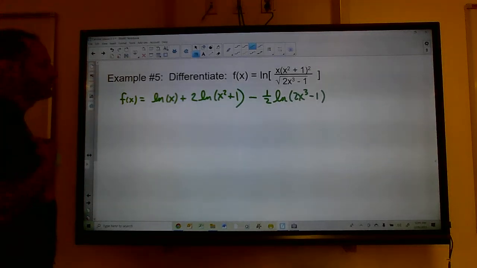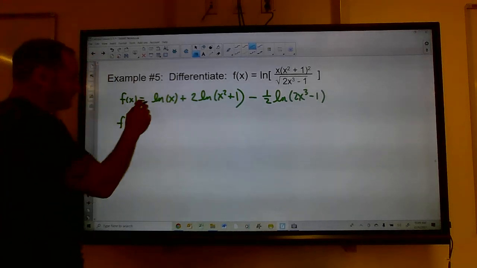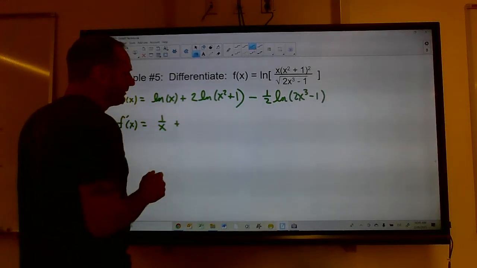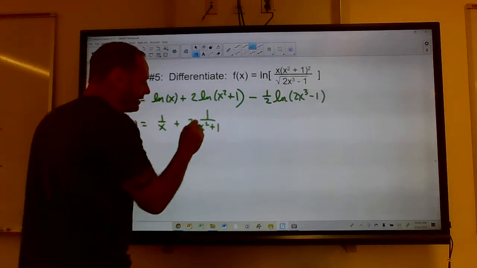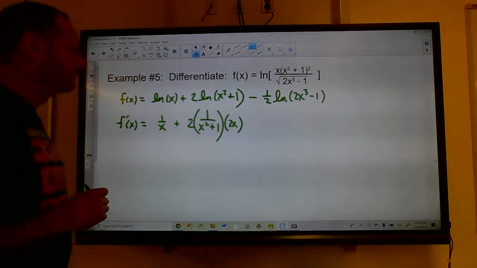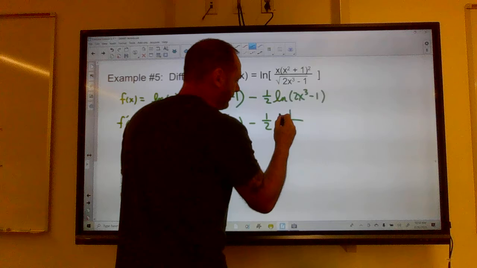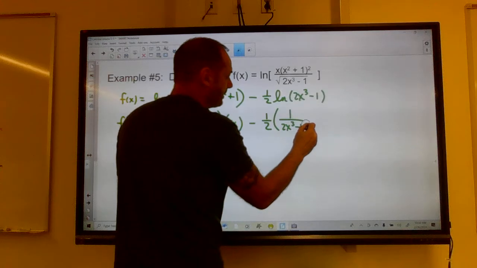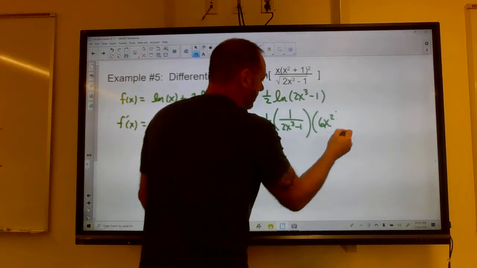Okay, now I can differentiate these three parts much easier. Okay, the derivative of natural log of x is 1 over x, plus the derivative of this is going to be 2 times 1 over x squared plus 1 times the derivative of this, which is going to be 2x, minus 1/2 times 1 over 2x cubed minus 1. Oops, got a stray parenthesis there. Times the derivative of this, which is going to be 6x squared.